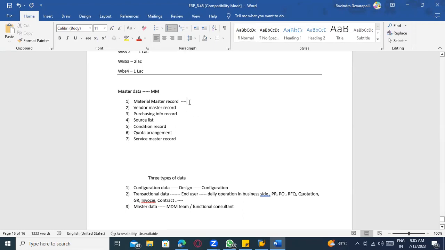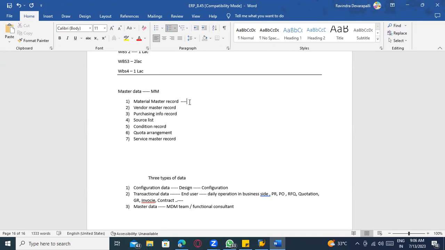So coming to master data, what is the material master data? Material master data is nothing but any product. When you are introducing any product, any component or any finished goods or semi-finished goods, anything, when you are planning to buy the product, or planning to produce the product, or planning to consume the product, you must be aware of what kind of product it is, what the description of the product is, and how you are measuring it. So that information is required.